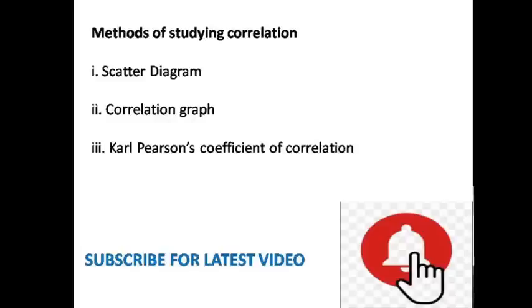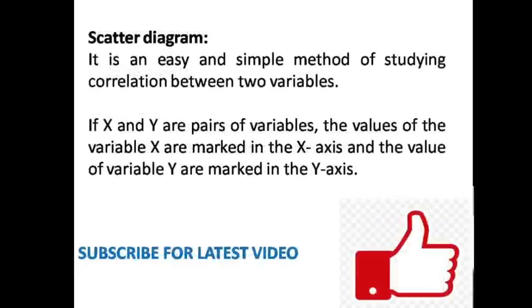Correlation can be studied using these methods. The first is a scatter diagram, the second is a correlation graph, and the third is the Karl Pearson coefficient of correlation. First, I will discuss the scatter diagram.